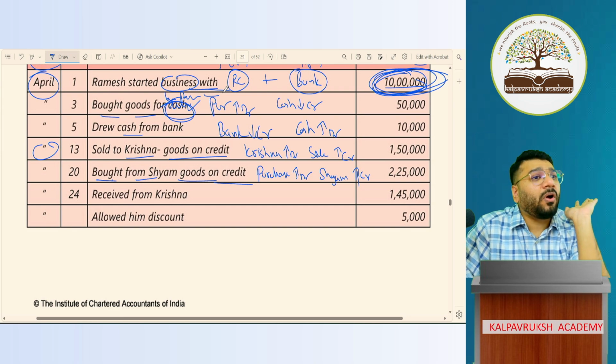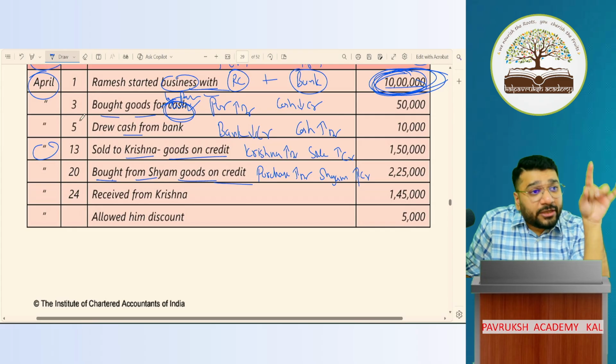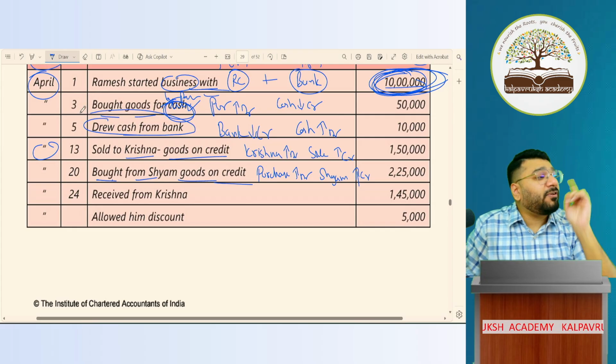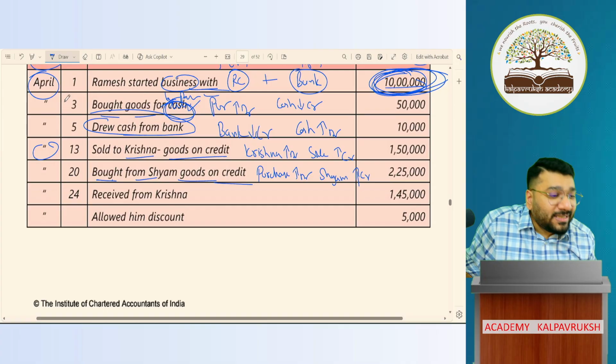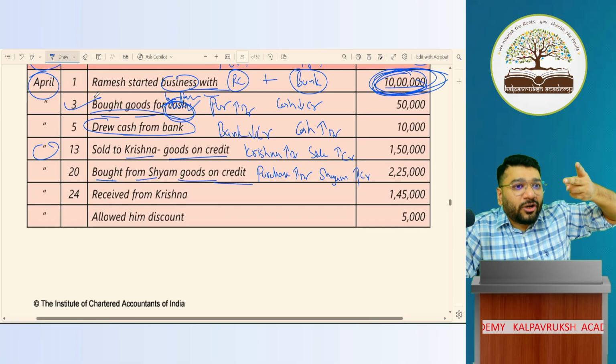Neatly, it will be drafted. Got it, not got it? Or what should they have done? They should have given the "drew cash from bank" transaction before and this transaction later. The order should have been changed.